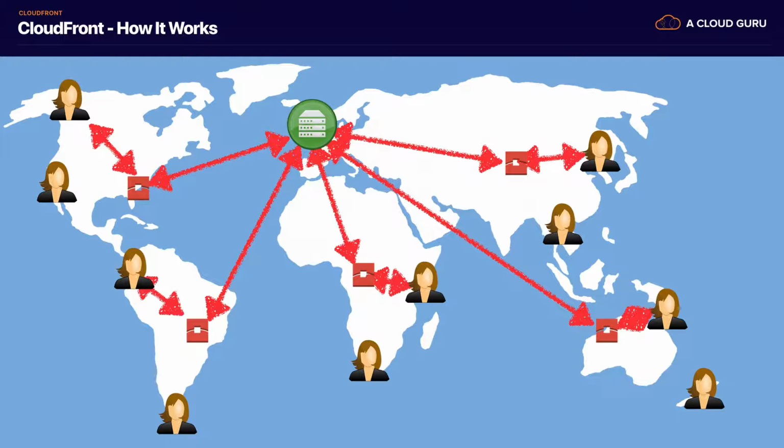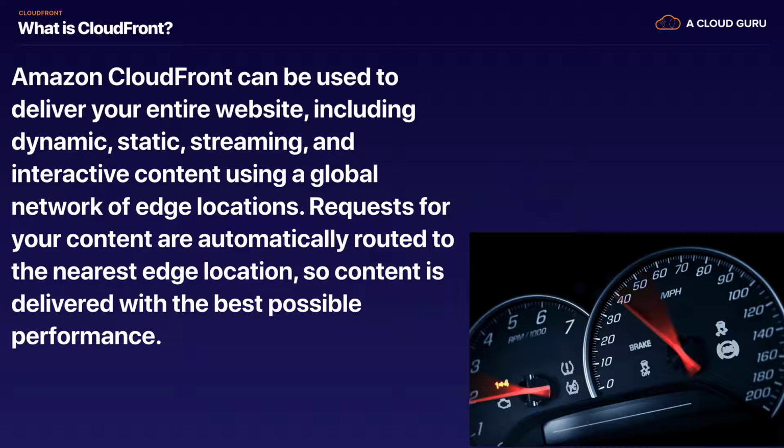What that means is if another user then queries that edge location for the same video, that video is already downloaded to the edge location, and that user will be able to download it a lot quicker because you don't have to go all the way to London to get it. It could be cached in US East 1, or in South America, or in South Africa, etc. So that's CloudFront, and that's how it works. It can be used to deliver your entire website, including dynamic, static, streaming and interactive content, using a global network of edge locations. Requests for your content are automatically routed to the nearest edge location, so content is delivered with the best possible performance. So you get really good performance out of CloudFront.